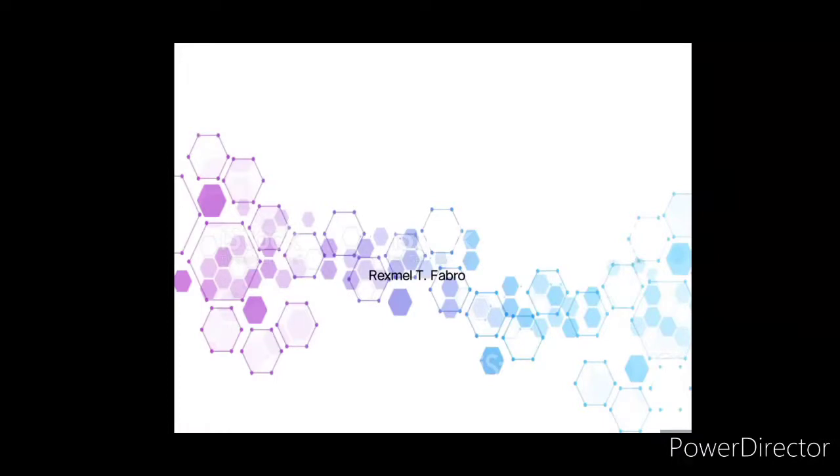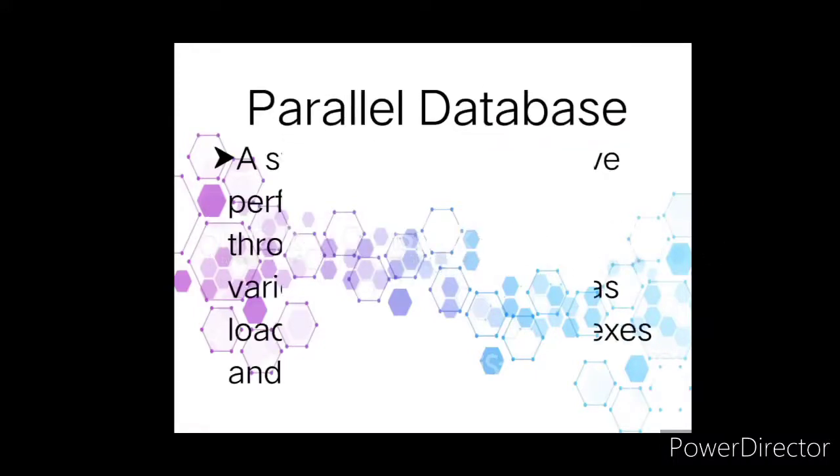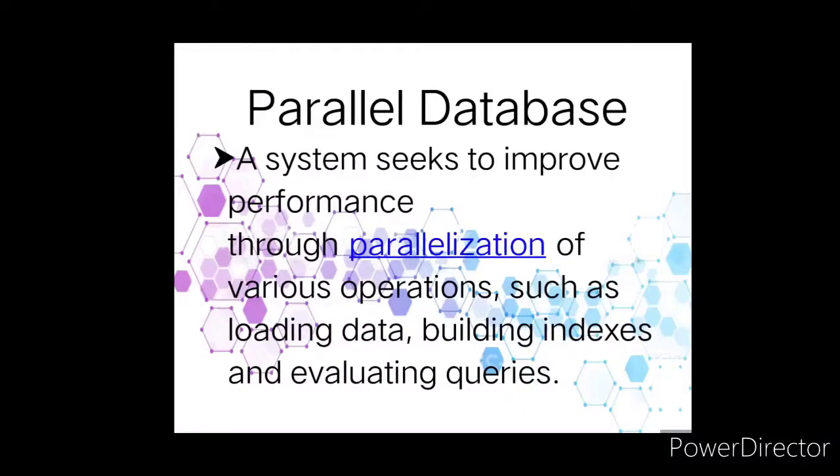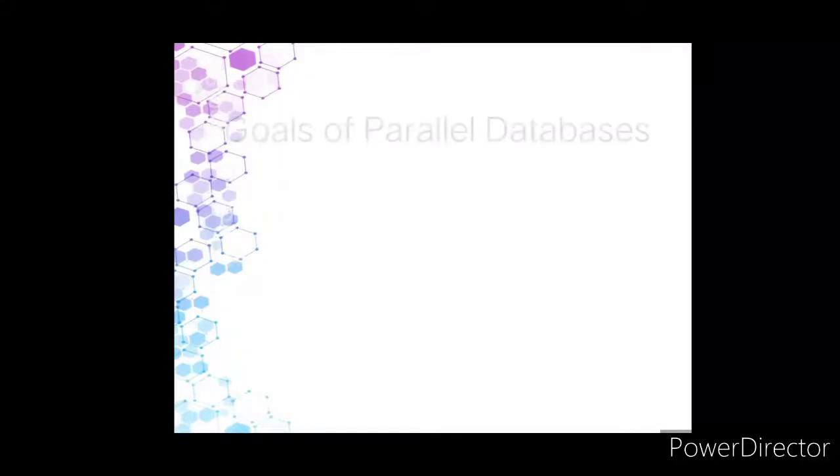I will introduce to you my presentation for today about Parallel Database. Parallel Database is a system that seeks to improve performance through parallelization of various operations, such as loading data, building indexes, and evaluating queries. Here are the goals of Parallel Database.